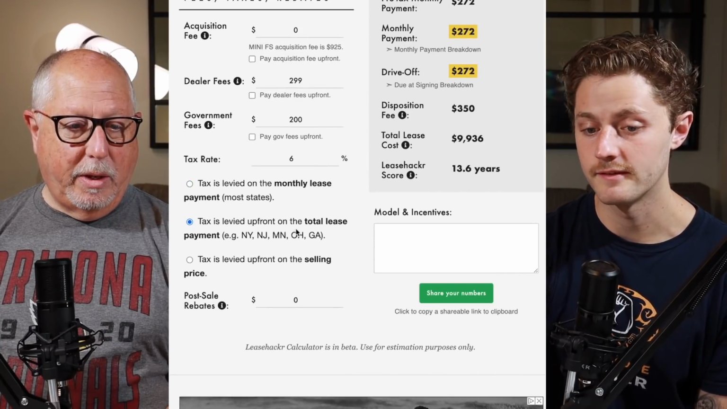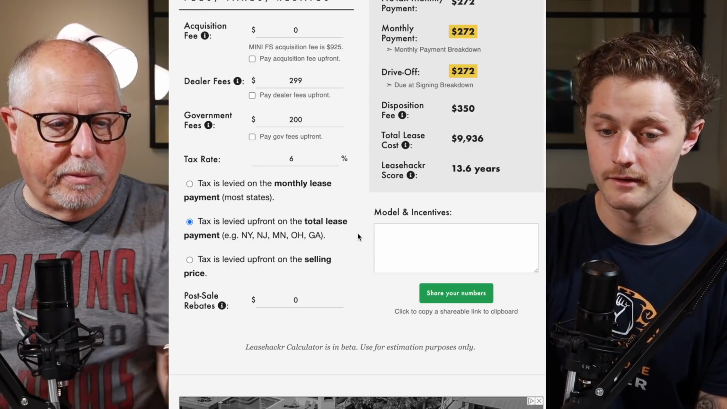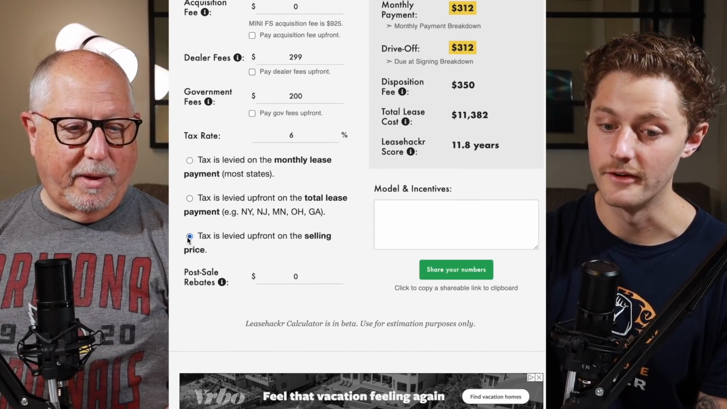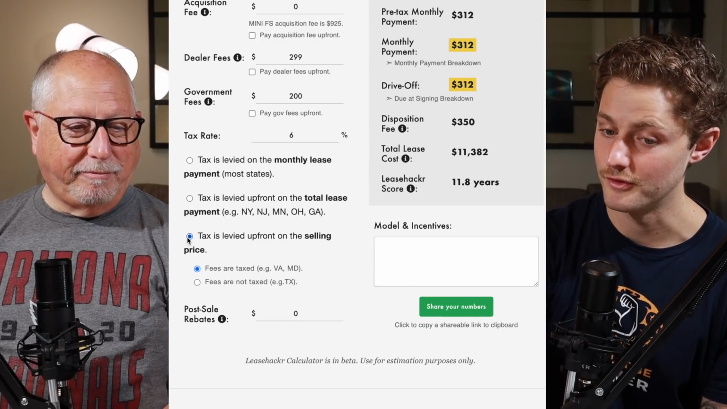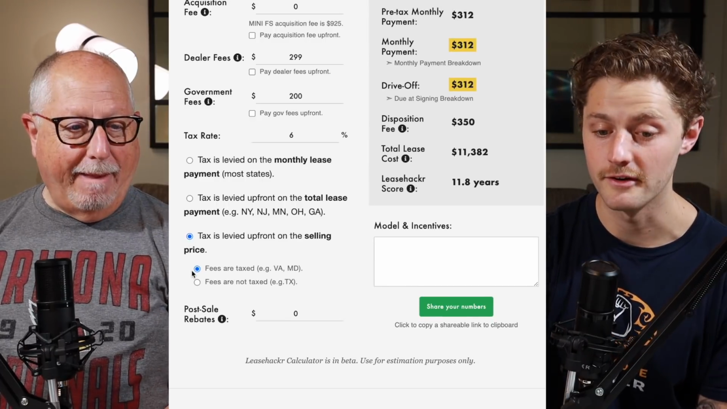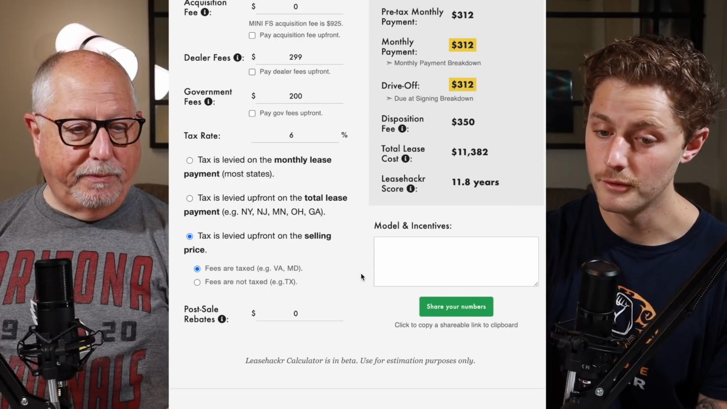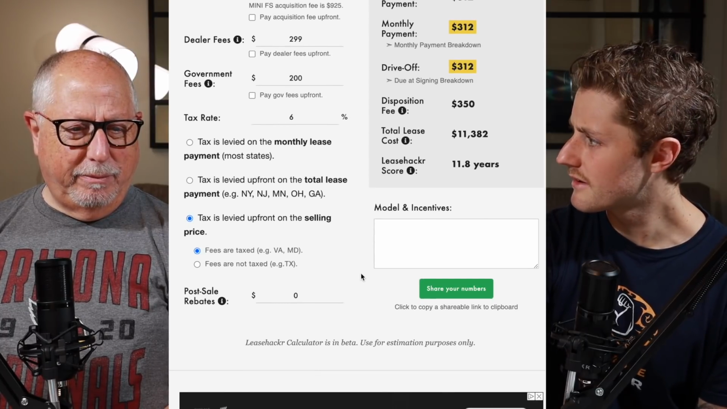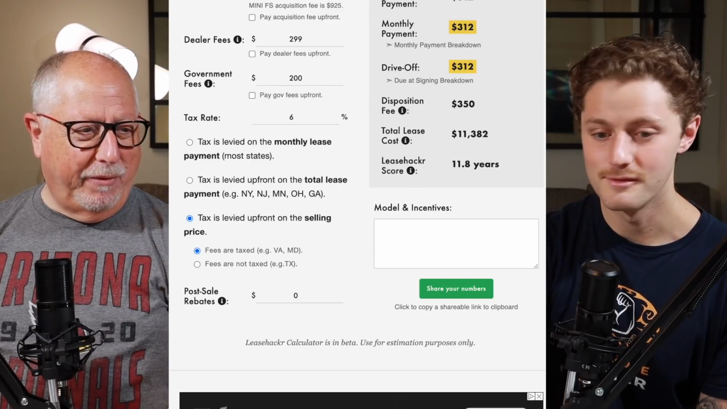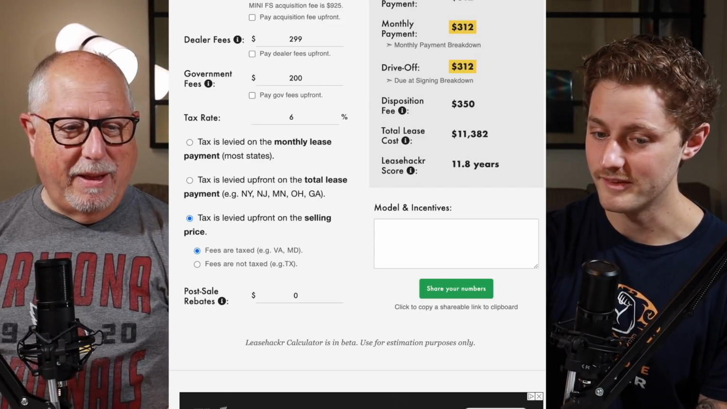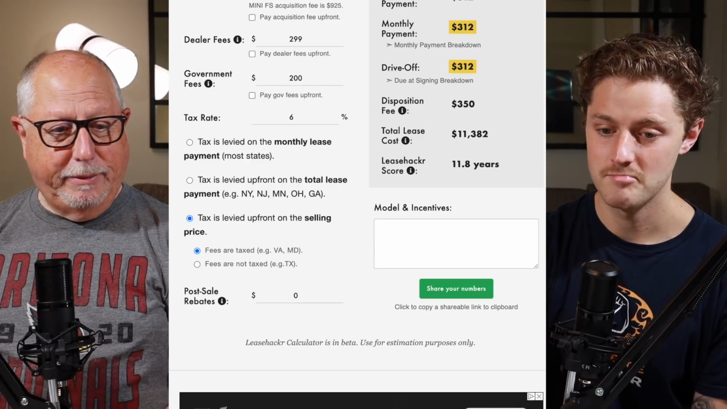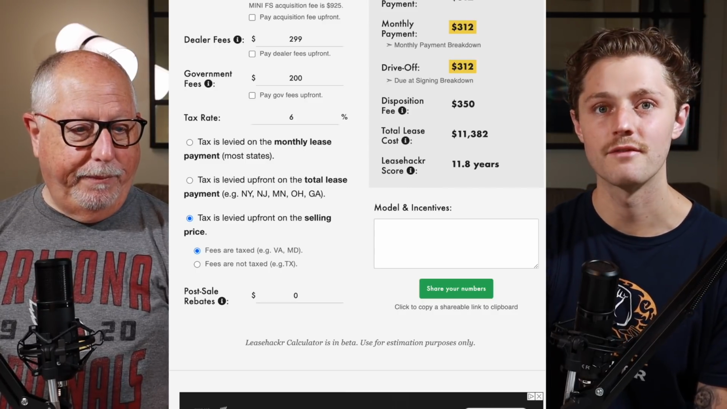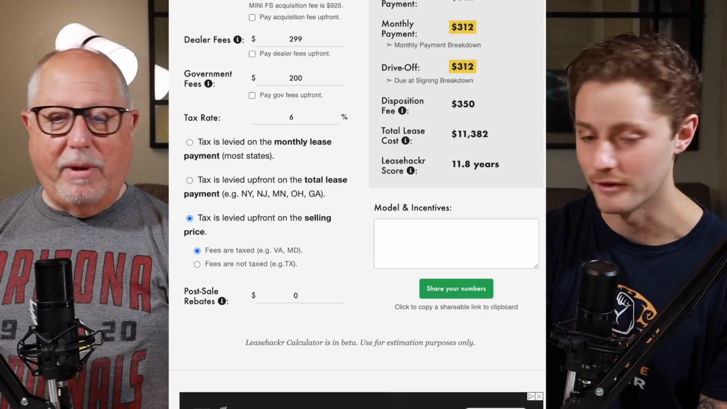Interesting. They say that's in New York, New Jersey, Minnesota. Taxes levied up front on the selling price. Fees are not taxed, for example Virginia and Maryland. This is a pretty good calculator. So far I'm impressed. Post-sales rebate: government clean vehicle rebates, BMW CCA rebates. I didn't have any post-sale rebates. What are BMW CCA rebates, do you know? I don't know, but this would be something like a government grant if you're leasing like a Chevy Bolt in California. Maybe if it's a hybrid.